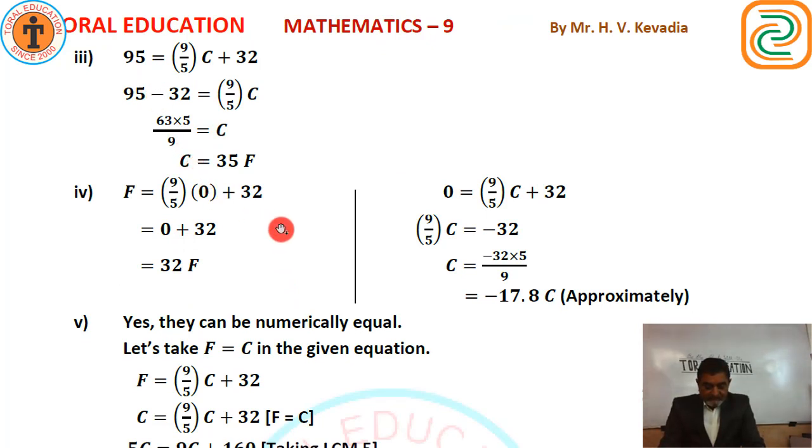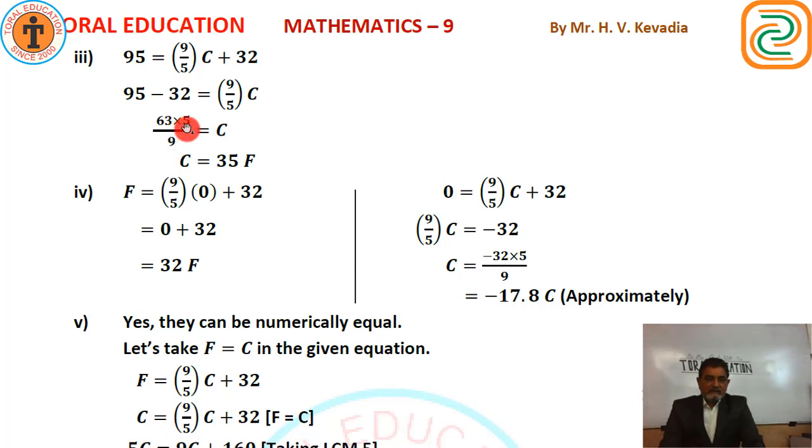If temperature is 95 degree Fahrenheit, what is the temperature in Celsius? So I have taken here 95 because 95 degree Fahrenheit is given. 95 equals 9 by 5 into C plus 32. 32 will go to the left side and it will be negative. 95 minus 32 equals 9 by 5 C. 95 minus 32 is 63. And 5 is in the denominator, it will go into numerator in multiplication, and 9 is in the numerator, it will go to the denominator as division.